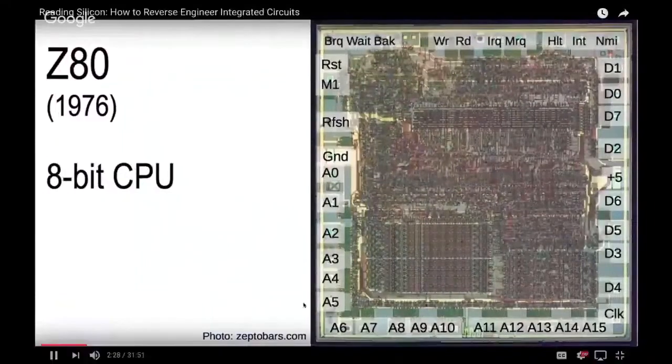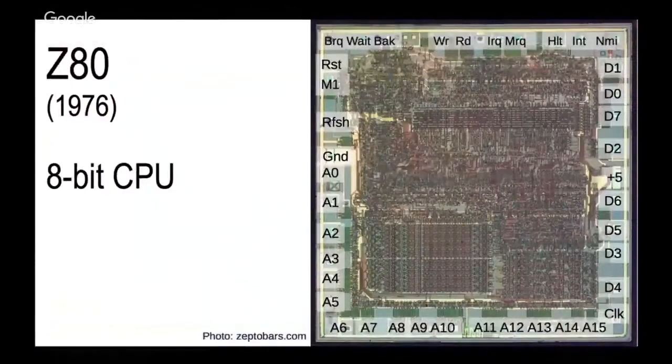So you can see up at the top the control pins. That lets you know that the circuitry up there is the control circuitry. You've got address pins around here. You follow those pins and you discover the address bus runs along here.